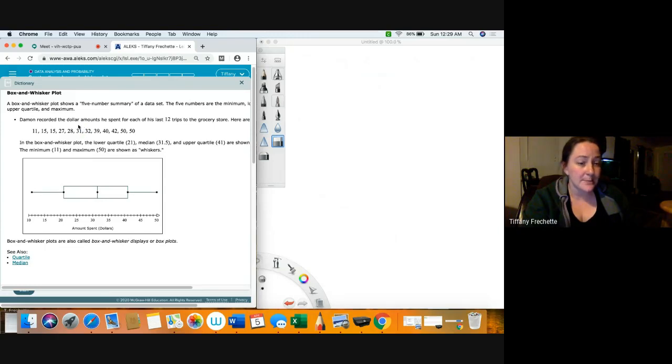Oh, well, let me highlight them. So what I want to do is find out what number is in between these 2 numbers. So when that happens, I have to add them together, 31 plus 32, and then divide by 2. So if I did that math, I would find that it was 31.5. And that is why they graphed it at 31.5 here.